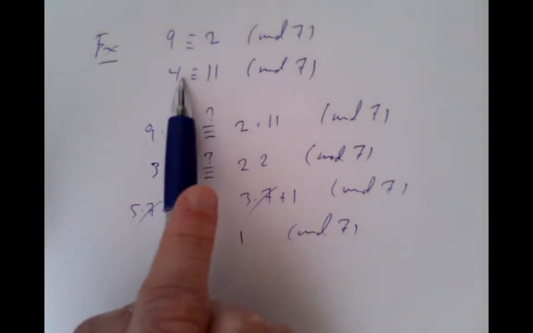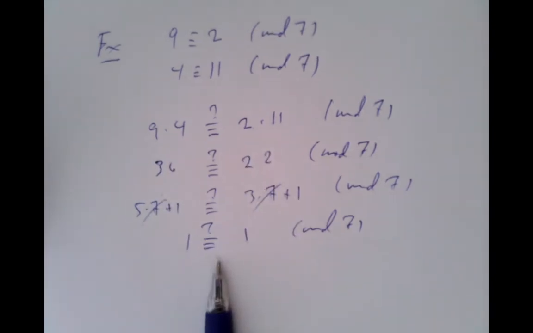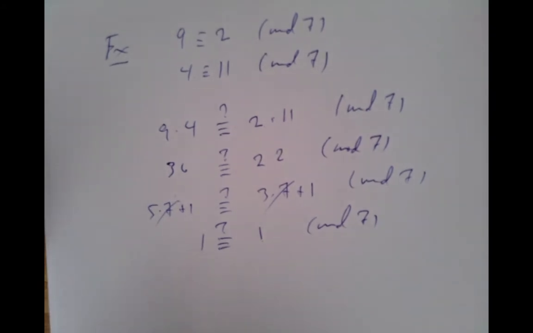9 is the same as 2, 4 is the same as 11, so 9 times 4 should be the same as 2 times 11. And it works out. It's not obvious why it works out, but it does work out in this example. Let's see why it's true. Give a proof of the result.